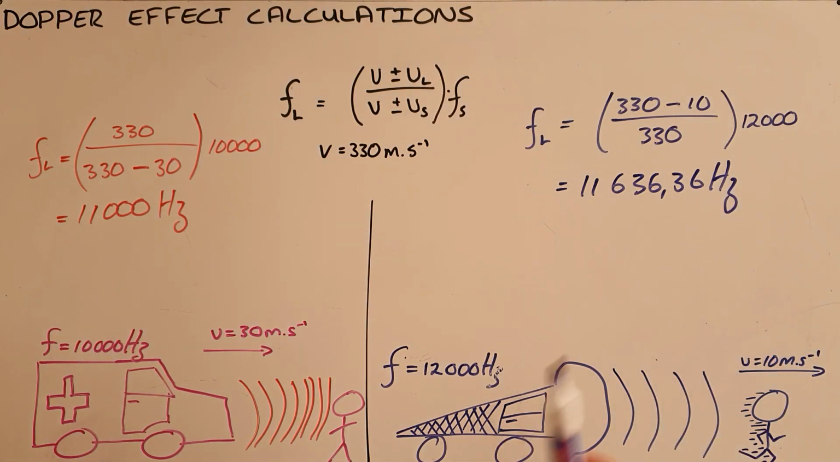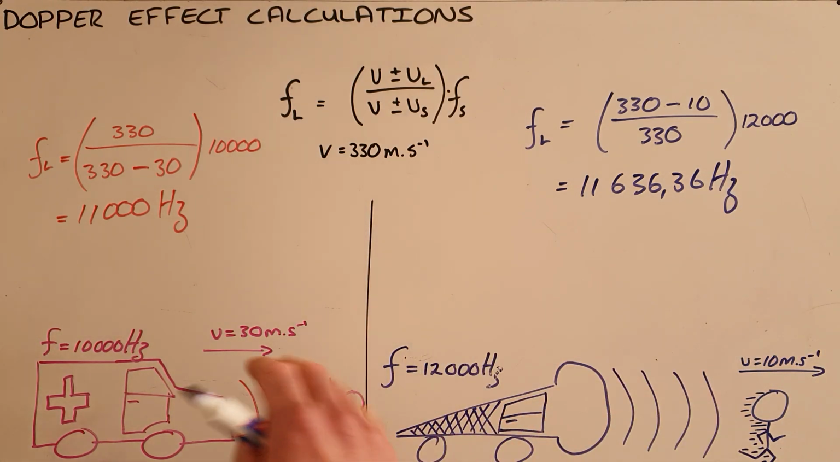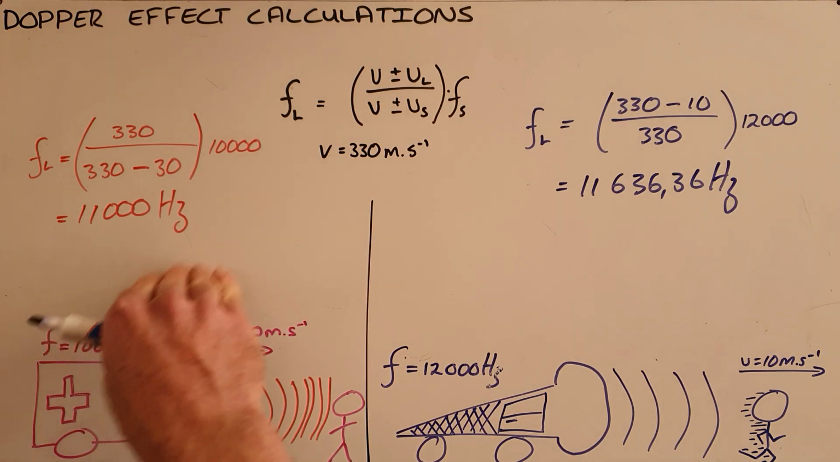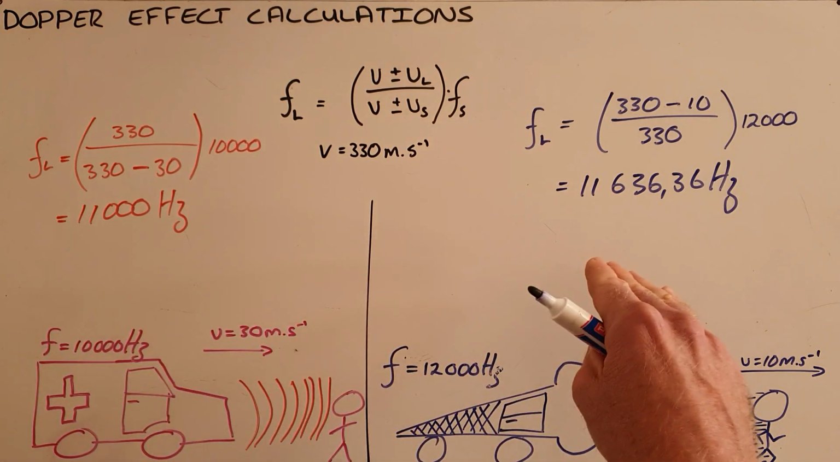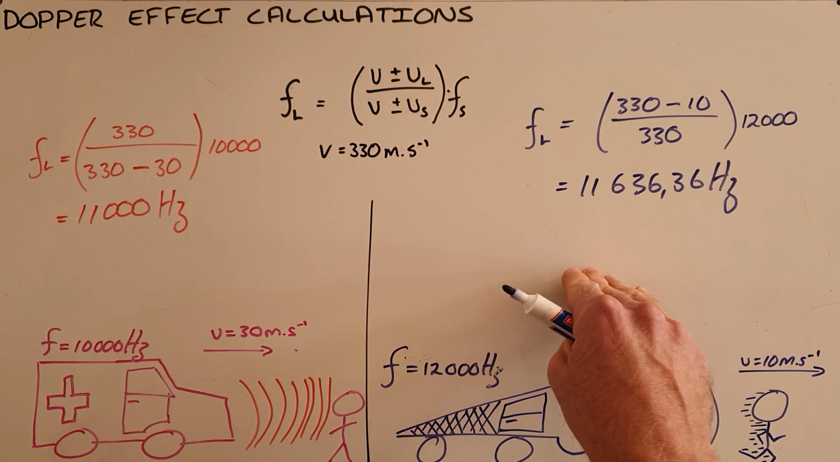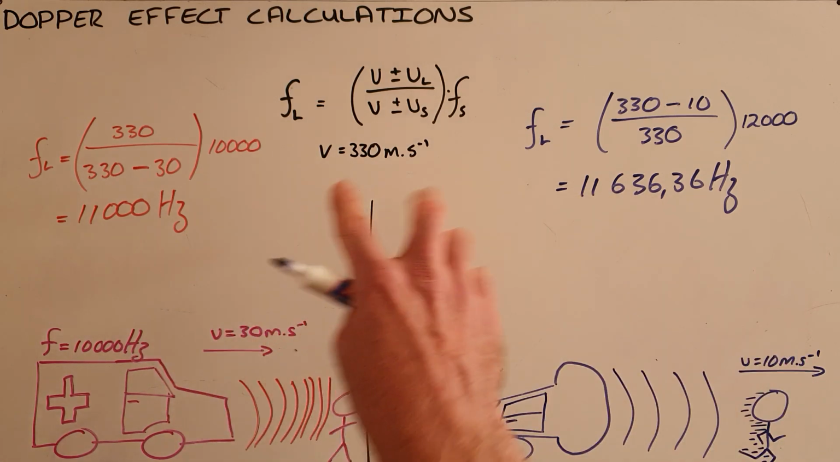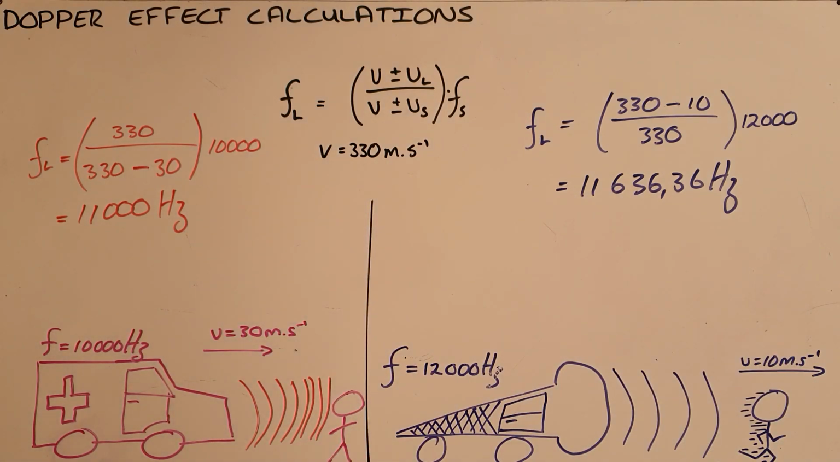Important to note, for the NSC exams, there will only ever be a moving source and a stationary observer, or a moving observer and a stationary source. You will never have two objects in motion at the same time.